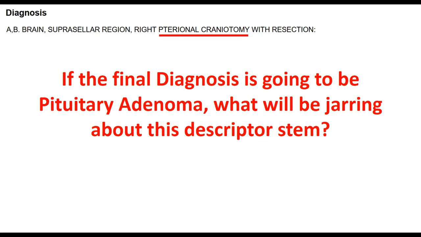The reason is because there was no sellar component. Octavio called that dead on, straight on. It's pure suprasellar. Why would you want to go through the pituitary to get to the suprasellar region? It's a far reach. You probably wouldn't be able to get it all anyway. So the neurosurgeon did a pterional approach to access the suprasellar region for the tumor.